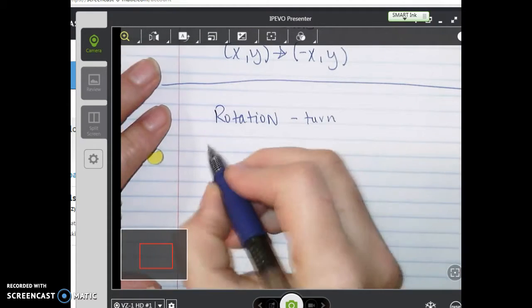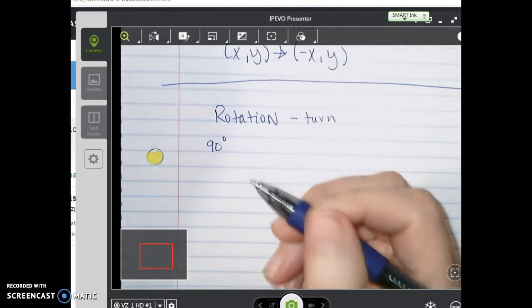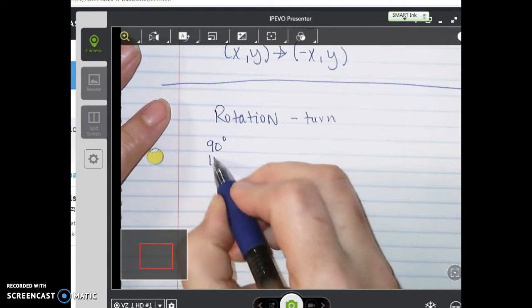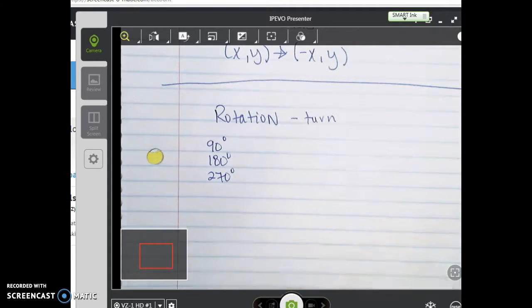Now, if I told you the turns are in right angle choices, so you've got one right angle, two right angles, or three right angles, so that'd be 90, 180, or 270. And this is regular clock, the way the clock moves, clockwise. Now, I can undo that and do the other way.